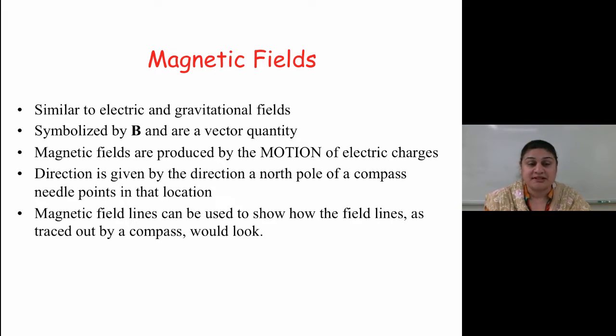The direction is given by the direction of a north pole of a compass needle pointing towards that location. Magnetic field lines can be used to show how the field lines, such as traced out by a compass, would look.